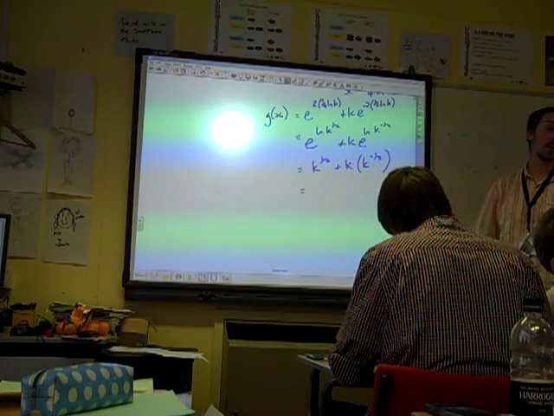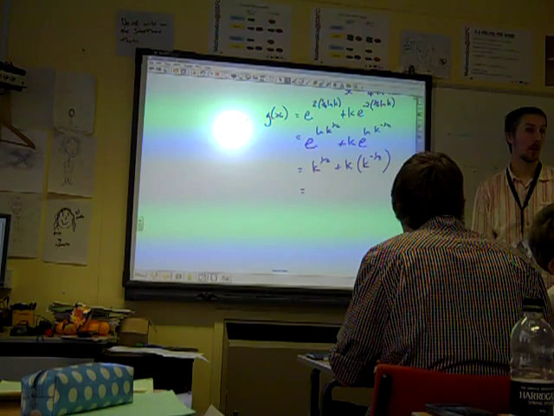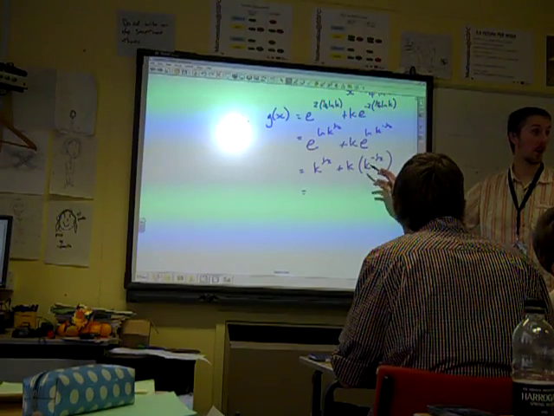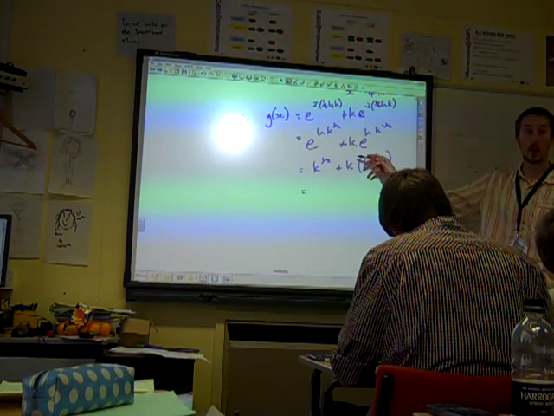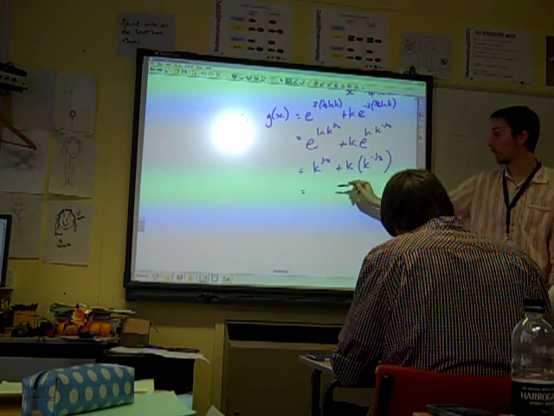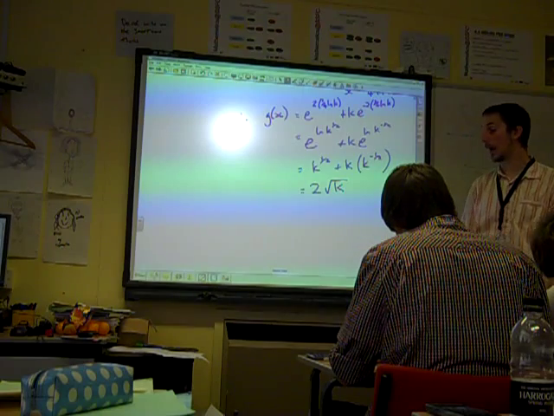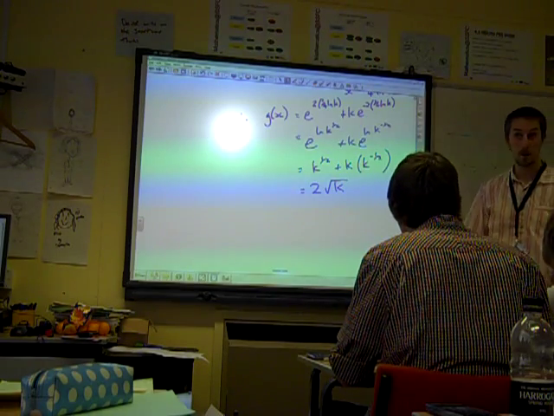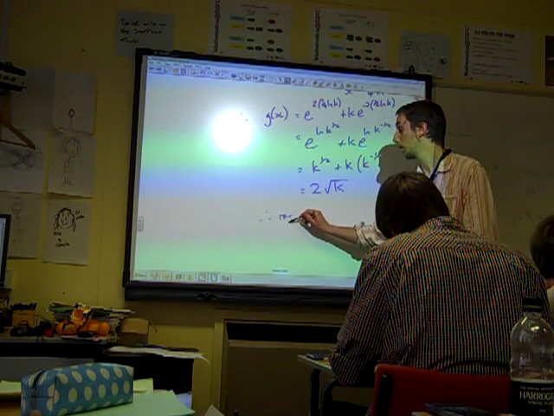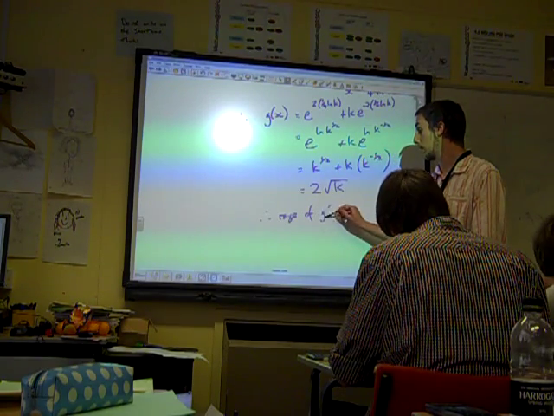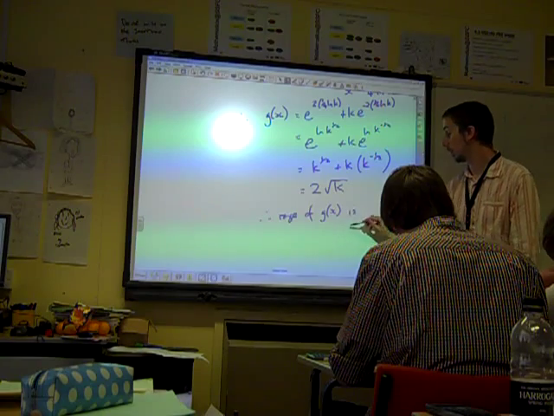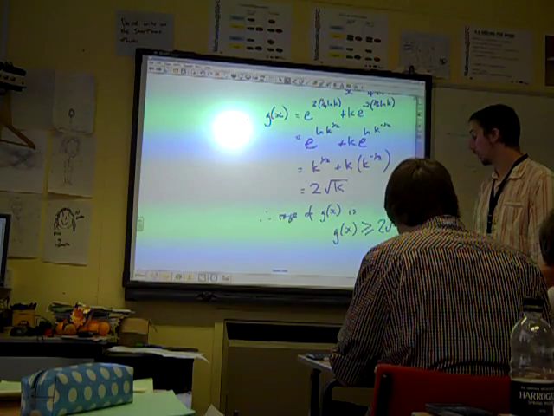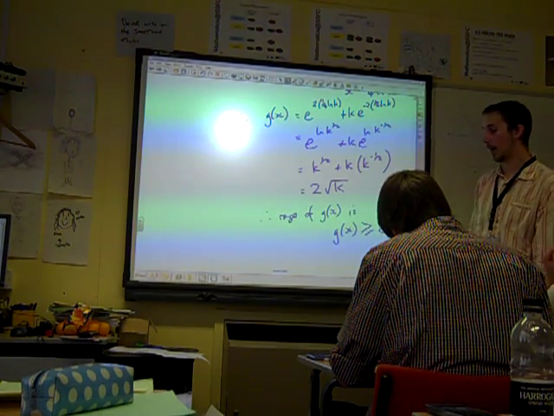And k times k to the minus a half is k to the half. Think about adding your powers. That's quite nice, going back to the first week of core 1. We've got k to the 1 times k to the minus half, add the powers and you get a half. We've got 2 root k. And so, finally, the range of g of x is greater than or equal to 2 root k. Sorry, I'm going to put an x in there after all that.